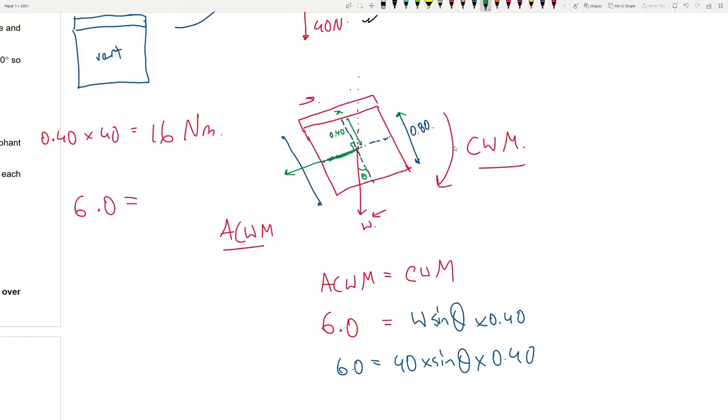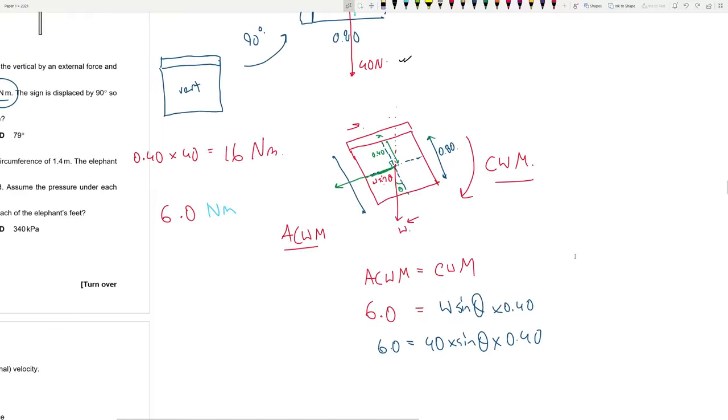So now we know that the anticlockwise moment will be equal to the clockwise moment at this instance where the sign stops. The anticlockwise moment is fixed at 6 Newton meters. This is totally fixed, okay? Now, the clockwise moment will be, this component is actually W sine theta, right? So W sine theta into the distance 0.4 is equal to 6 Newton meters, okay? So 6 divided by 0.4 divided by the weight, which is 40 newtons. So we're getting a value of sine theta is equal to 3 by 8.